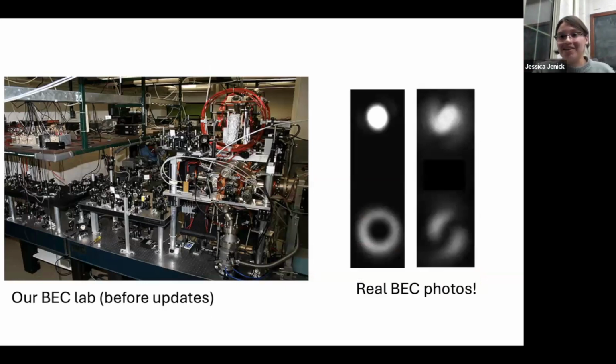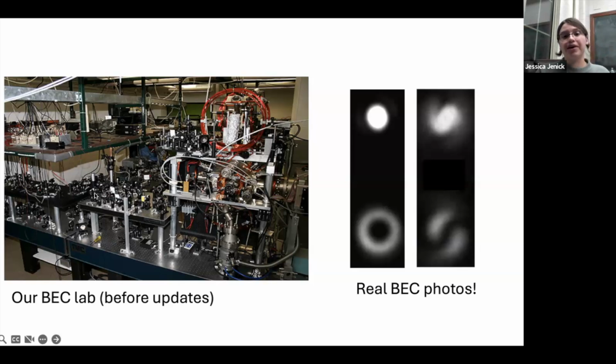All of that requires all of this very crazy looking equipment. That's our setup before the updates we're currently making. So all of those black parts are lenses and mirrors meant to make our lasers very tightly focused in the right shape. And those big red coils over there make our magnetic fields that allow for our trapping.